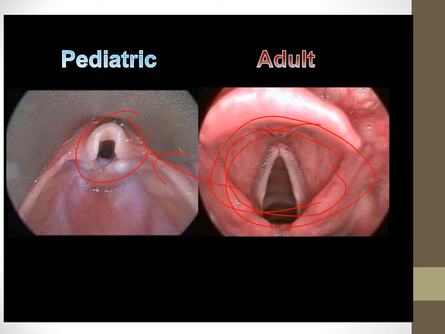But even adults, especially those that have a swollen pharynx, might have their airway so swollen that it might look over here on the left like a pediatric airway. We might have to downsize their ET tube, which is not something we like doing, but we might have to.